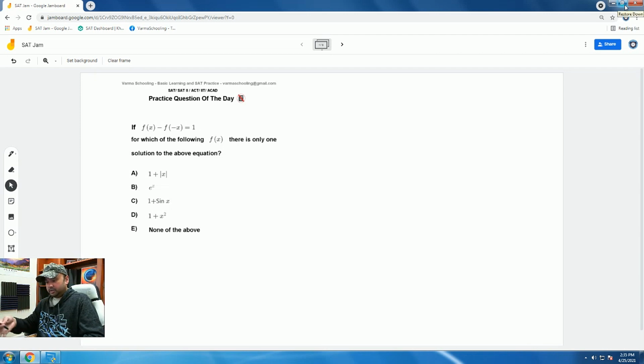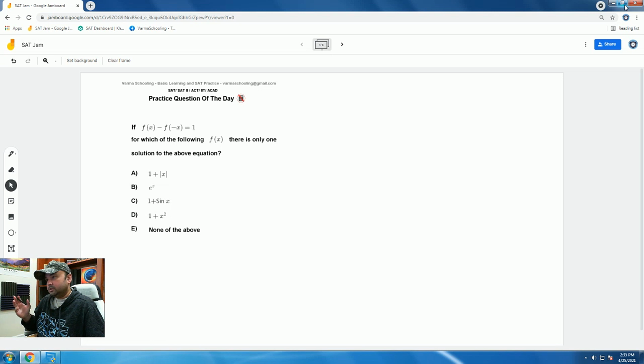It's solution day and one more week and some interesting discussions over the last week regarding some questions. One of them is this one: if f(x) minus f(minus x) equals 1, which of the following f(x) has only one solution to the above equation? It's quite interesting of a question.